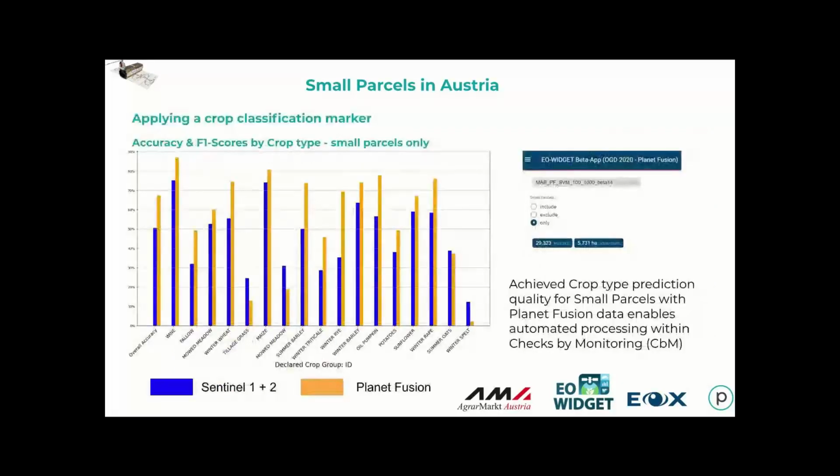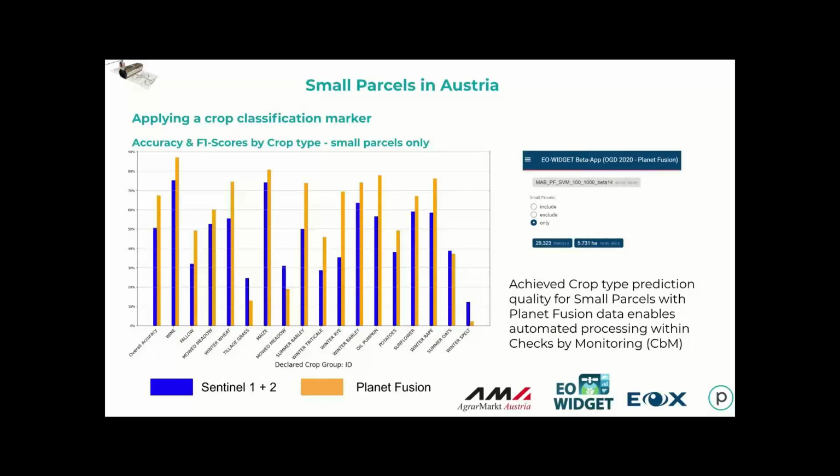The results on a crop classification markers can be seen here in this table. And what we're looking at are the F1 scores. You might know the F1 score is a measure of crop classification accuracy that takes into account both the recall and the precision. Blue is Sentinel-1 and 2 combined. Orange is Planet Fusion. If we look all the way at the left-hand side, we can see the overall accuracy, where the Sentinels are about 50%, and Planet Fusion is nearly 70%, so that's a 15 to 20% increase over the small parcels on average.